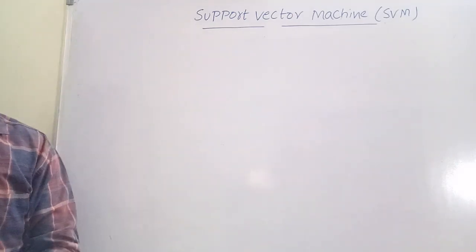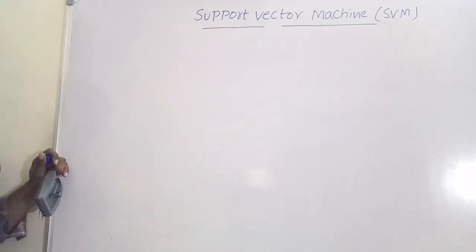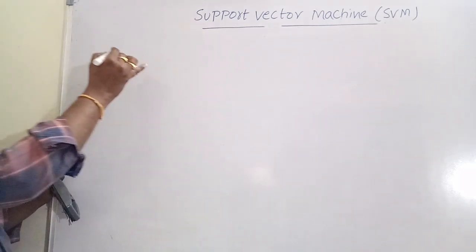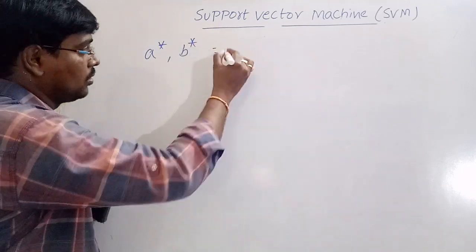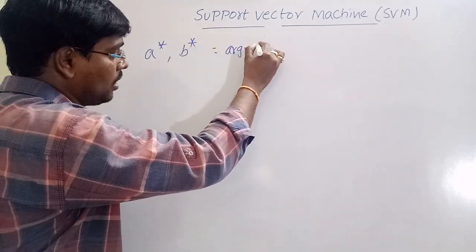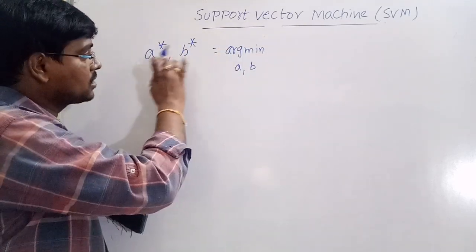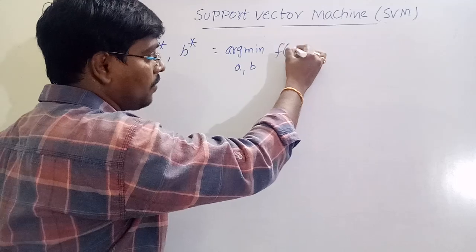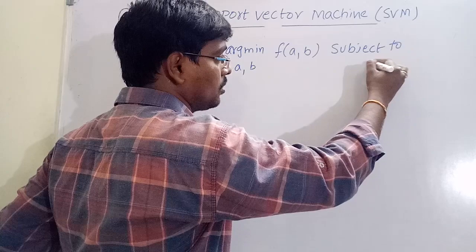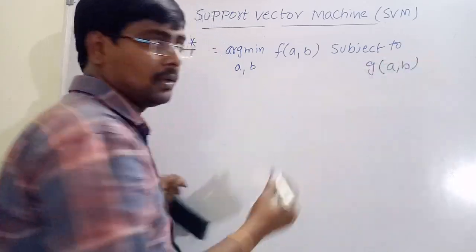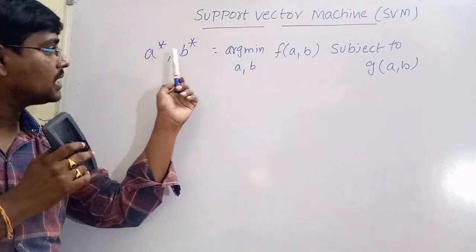Suppose the formula for the optimal constraint problem is A star comma B star is equal to argmin of A comma B. Suppose A comma B are the 2 points, A star B star is equal to argmin of f of A comma B subject to g of A comma B. This is the constraint optimization problem on parameters A comma B.